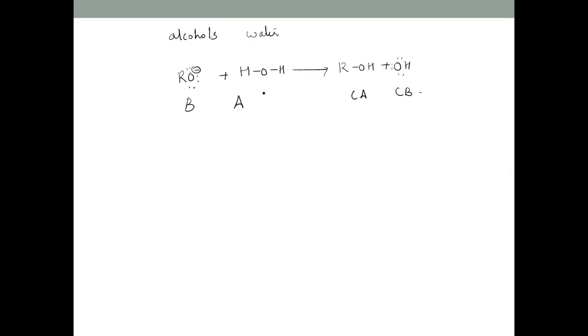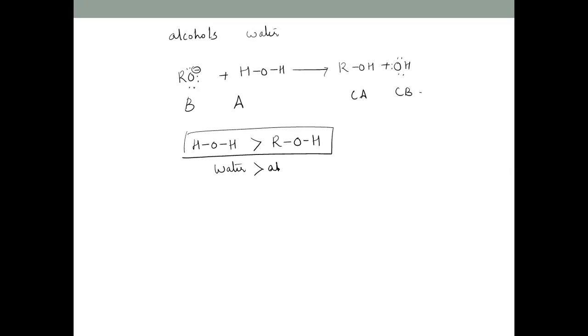The water is a proton donor, and this alkoxide ion is a proton acceptor. From this reaction, we can clearly understand that this water is a better proton donor when compared to that of this alcohol, which means that water is more acidic than alcohol. So water is more acidic than alcohol. Because from the above reaction, we can see that the water is a better proton donor than alcohol. Right. Now, let's compare the acidity of phenols with alcohols.